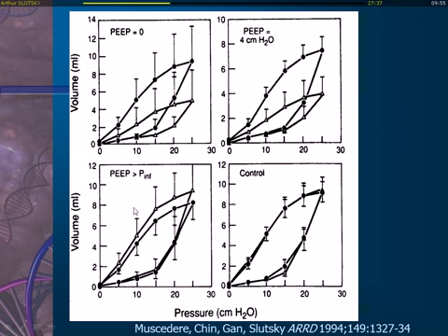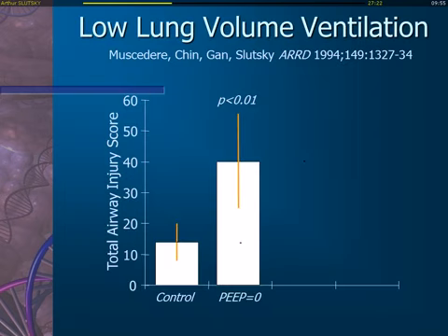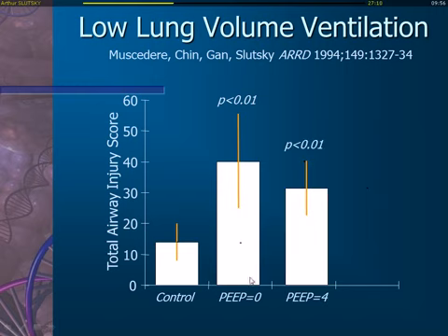And here's what happened when we used higher PEEP levels, greater than the inflection point. So in other words, relatively high PEEP levels, you can see that there was essentially no effect on the pressure volume curve of the lung. We also, as I said, looked at a total lung injury score by pathology. Control group, PEEP of 0, you can see a marked increase in total airway injury score. With PEEP of 4, this was decreased a little bit, and PEEP of 16, no airway injury score. So what's happening here is at very low lung volumes, the lung is collapsed, reopens with each breath, and that can cause injury.